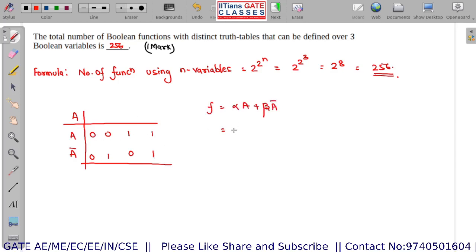So if you do this, what will it be? 0 into a, 0 into a bar, so that will be 0. This is your f1. f2 will be 0 into a plus 1 into a bar, so this will be a bar. f3, similarly, will be a, and f4 will be 1. So all the possible combinations for a single variable are 4. How can you get it? 2 to the power 2 to the power 1, so that is 4.